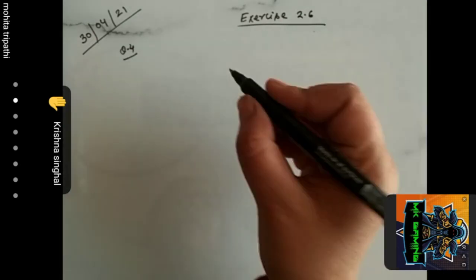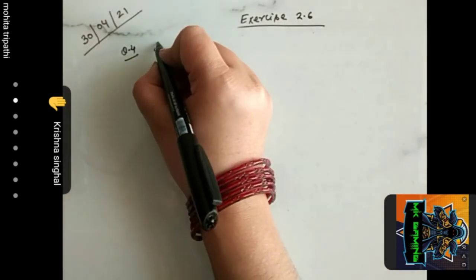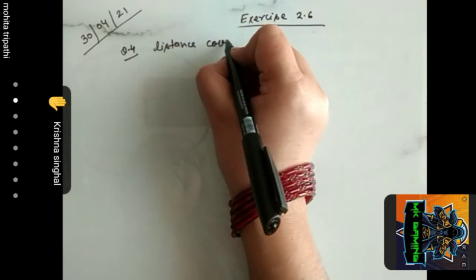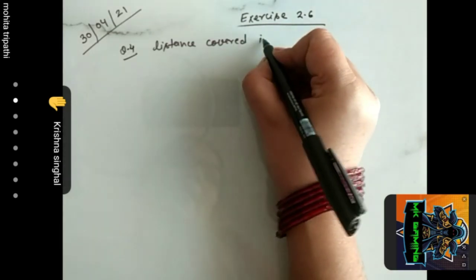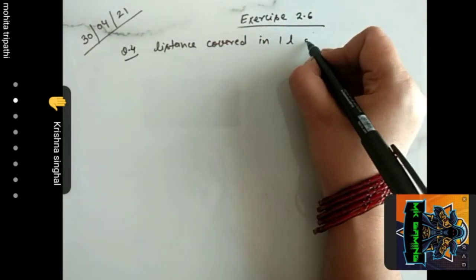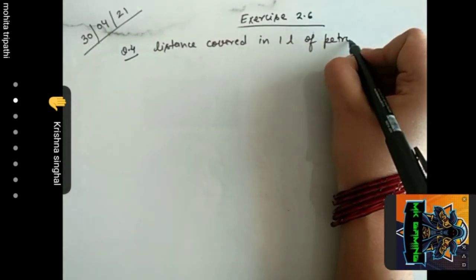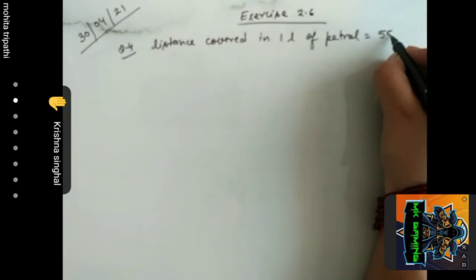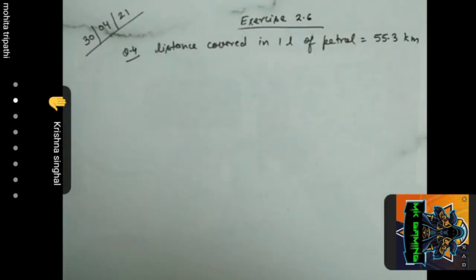See, what is question number 4? A two-wheeler covers a distance of 55.3 km in 1 liter of petrol. Distance covered in 1 liter of petrol is 55.3 kilometer. Okay.